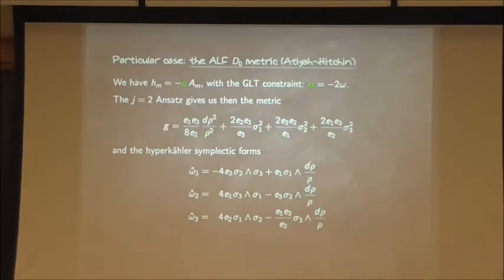So then, if you substitute these formulas in that ansatz, you're going to get the Atiyah-Hitchin metric, and as a bonus, you're going to get the symplectic forms in this form. But this is just the simplest possible case of all the decaying metrics that you get. I'm going to stop here because I think I've reached my time, and I don't have any more slides.